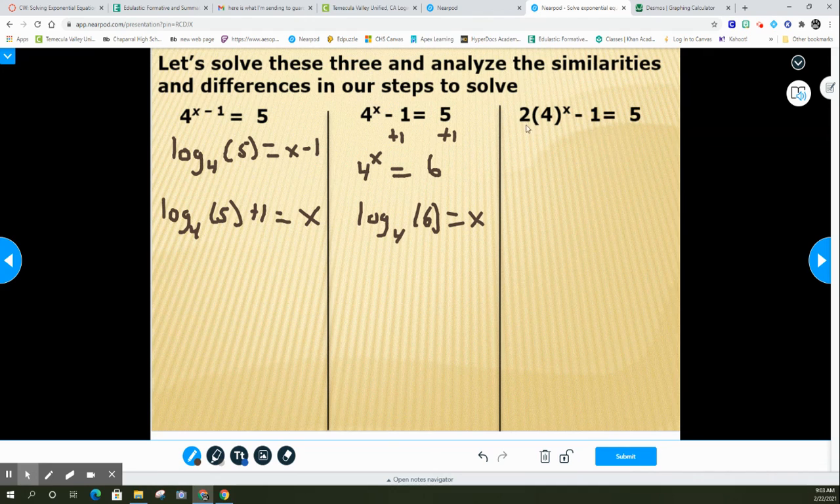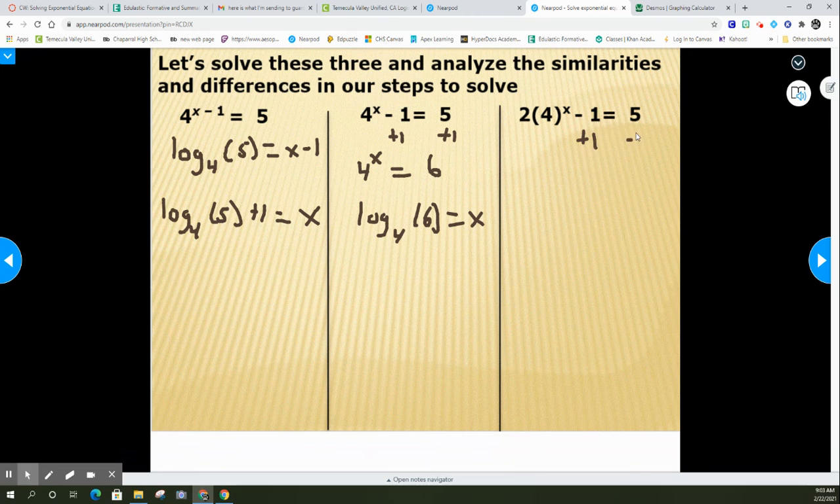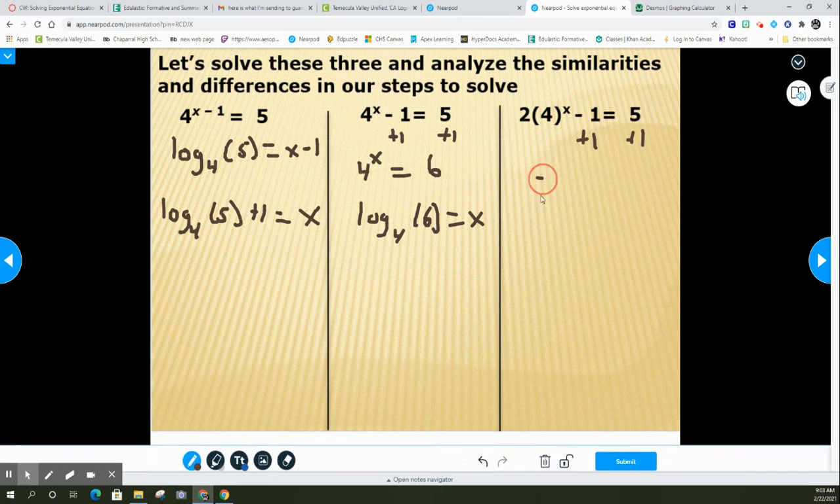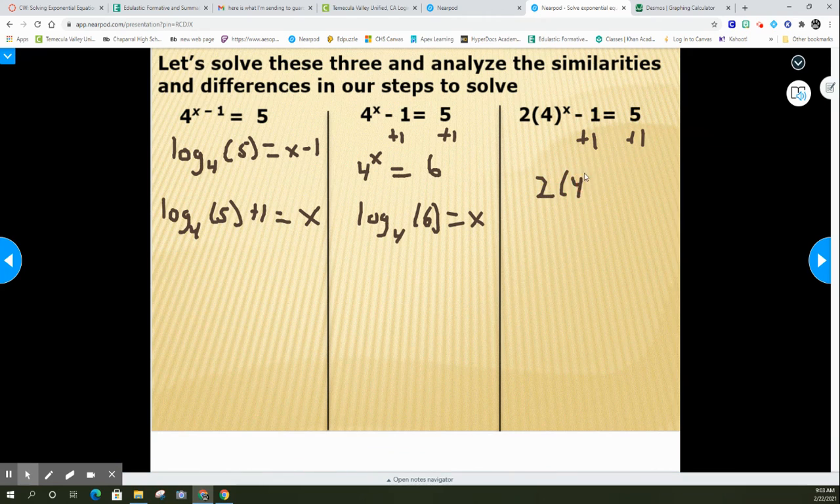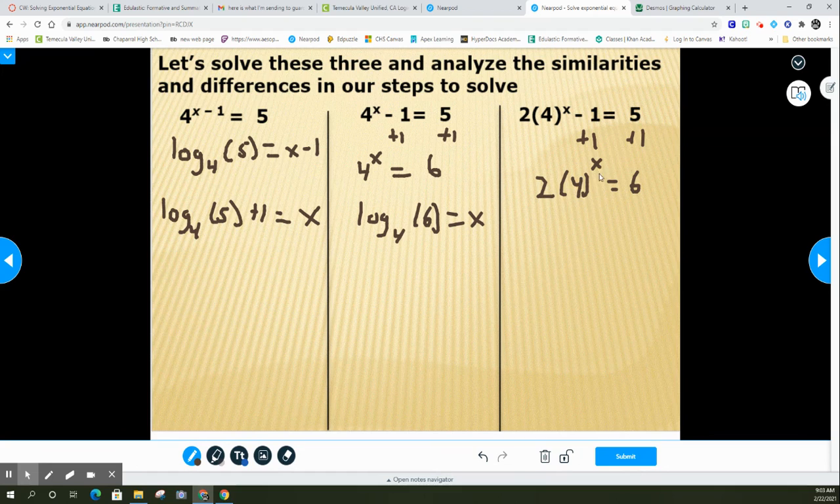Now on this one, got a couple extra things going on here, right? Before I can log it, I have to get this 4 to the x by itself. So I'm going to get rid of the minus 1. Just like the last problem, I'm going to add 1. Now I have 2 times 4 to the x equals 6.